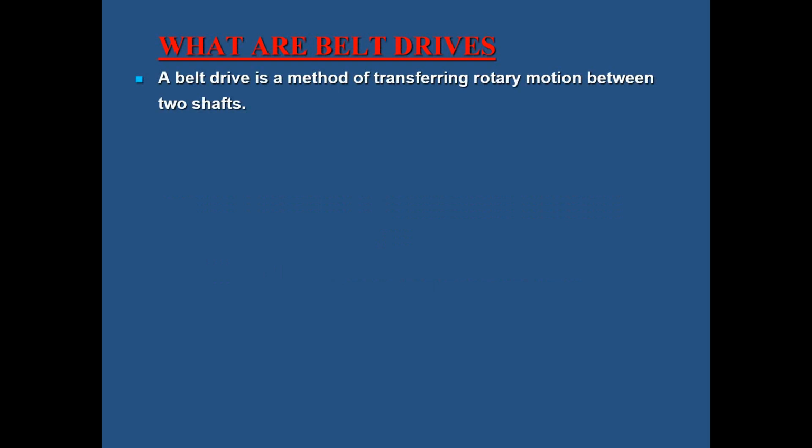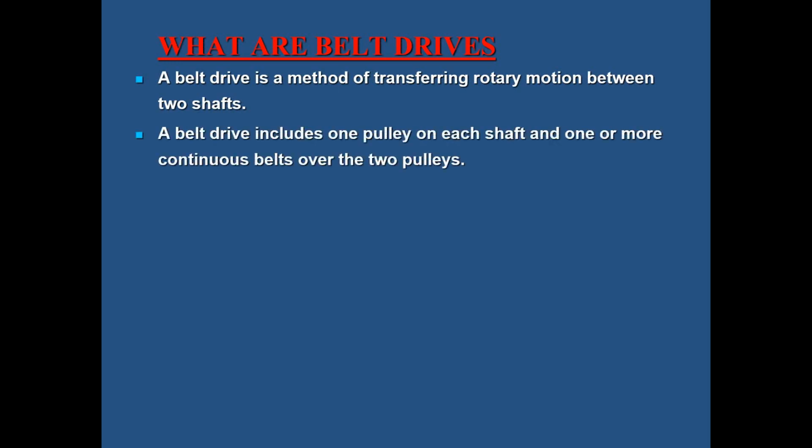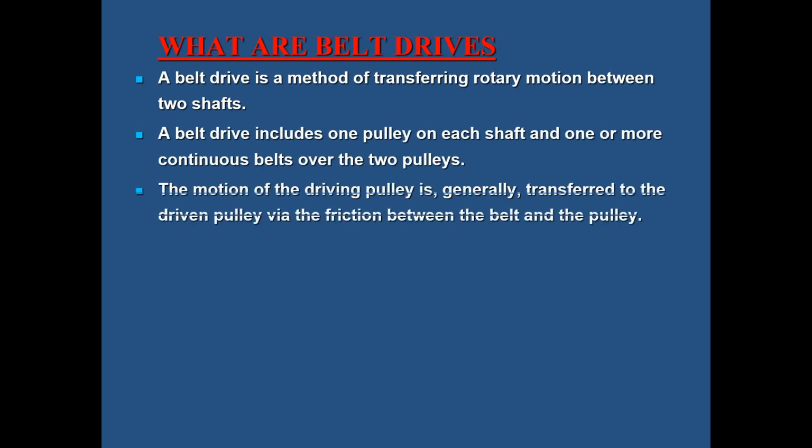So what is a drive? A drive is a transmission system of rotary motion between two shafts. Here we are using an element as a belt. A belt drive includes one pulley on each shaft and one or more continuous belts over the two pulleys. So in general, you have to transfer motion from one shaft to another by connecting movement.